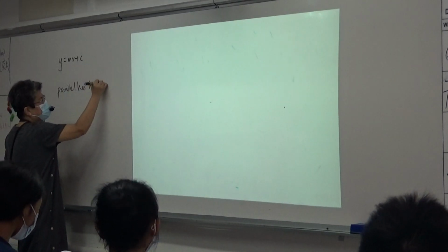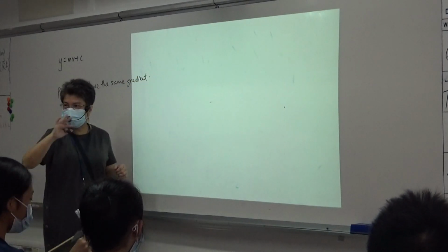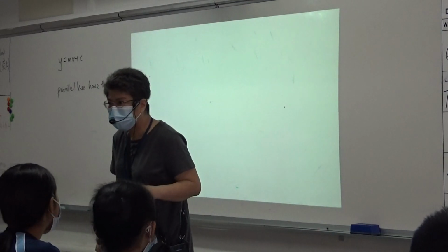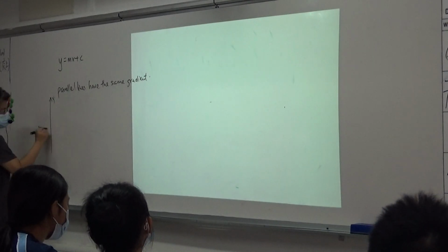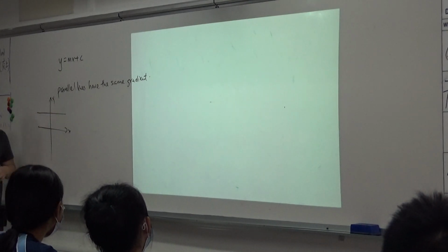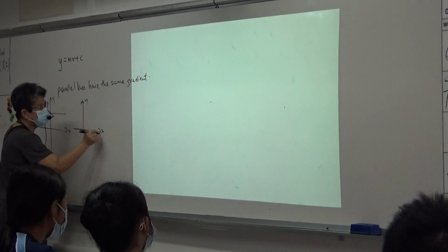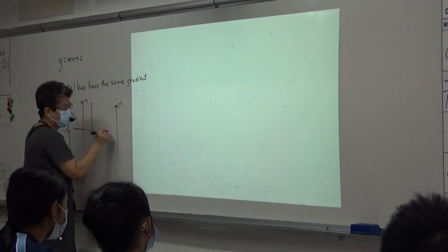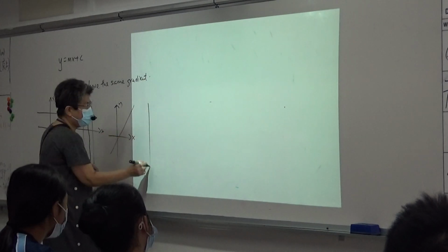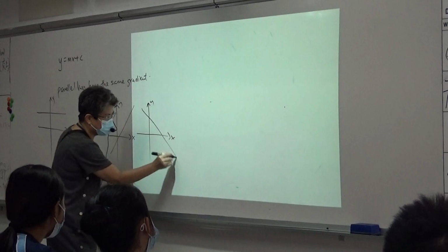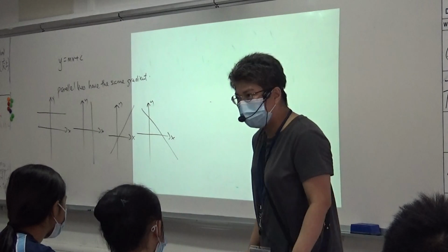Then, I also talked about parallel lines have the same gradient, right? Because they slant the same way. Agree or not? Class? Then I also say that a horizontal line has the gradient equals to 0. What about a vertical line? Yes, gradient is undefined. Now, if I have a line slanting this way, gradient is positive. And if I have a line that slants this way, the gradient is negative. That's what I told you the last time, right?